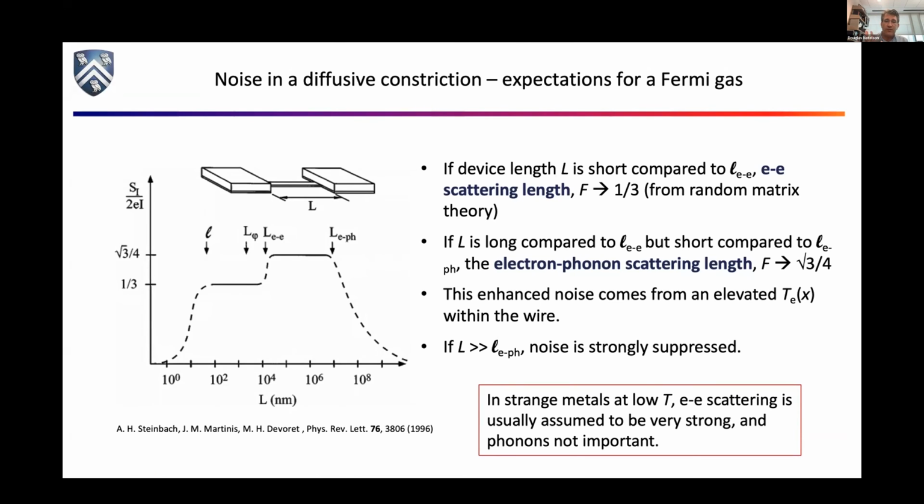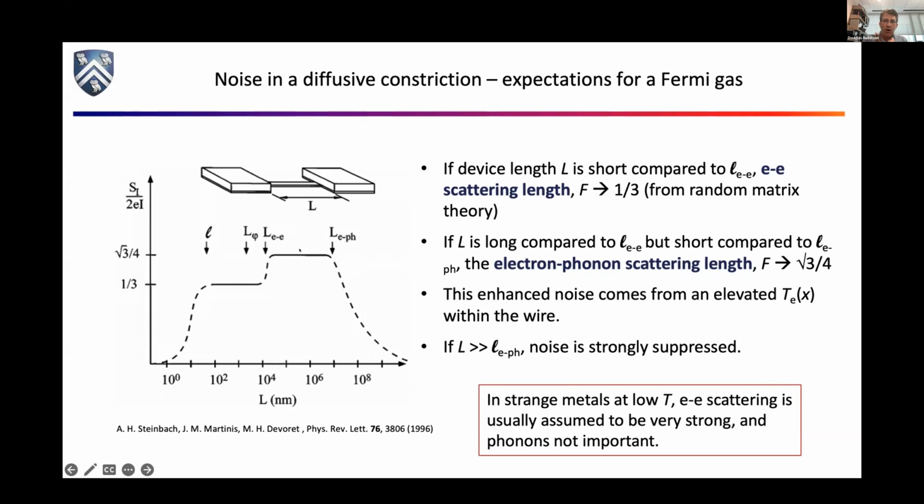There are a couple of different ways to derive that. You can get it from random matrix theory and the Landauer-Büttiker formalism. You can get it from thinking about what is going on with the electronic distribution functions. But the answer is, if I've got a diffusive metal and electron-electron scattering is weak on the scale of electrons traversing your wire, then the Fano factor should be a third.